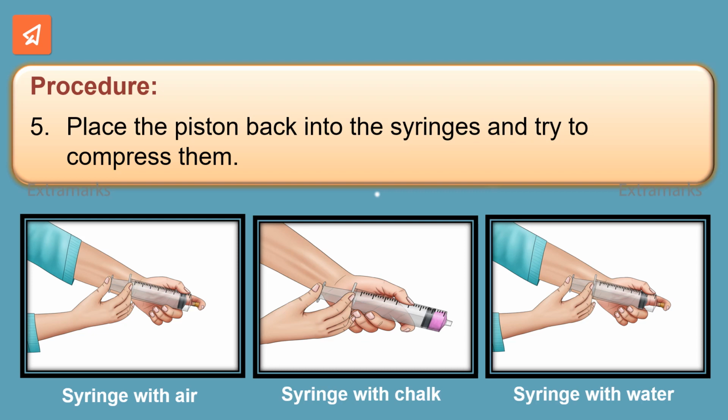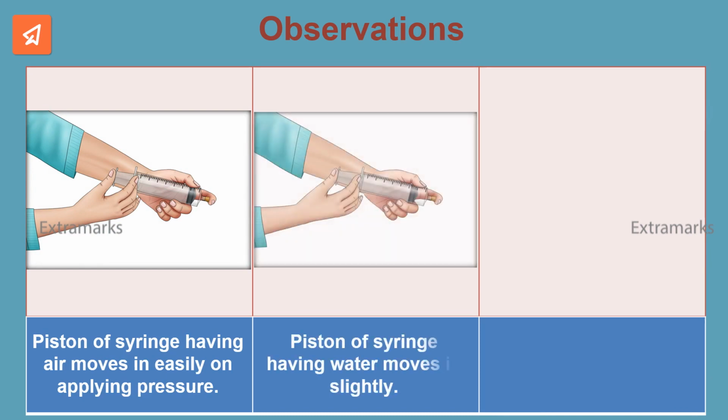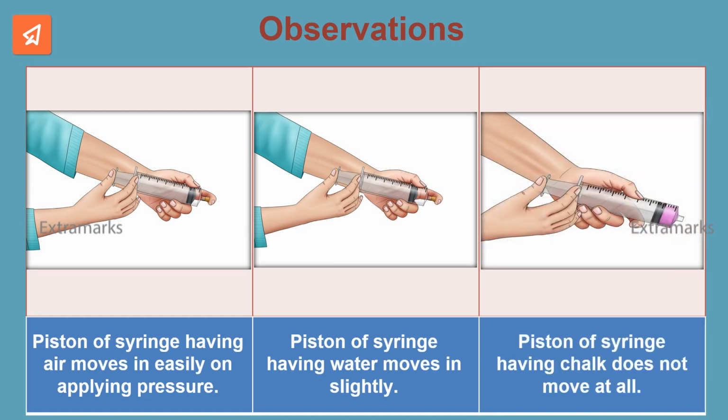What do you observe? The piston of the syringe containing air moves in easily on applying pressure. On the other hand, the piston of the syringe filled with water moves in slightly, whereas the one with chalk does not move at all. What do we conclude from this activity?